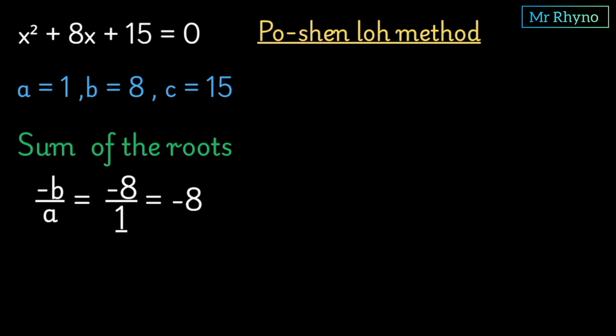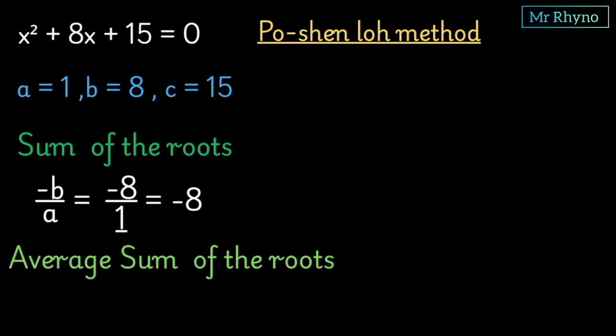Then the next step, we shall get the average of the sum of the roots. Average, it means we divide the sum of the roots by 2. So it shall be negative 8 divided by 2. And that gives us negative 4 as the average of the sum of the roots.